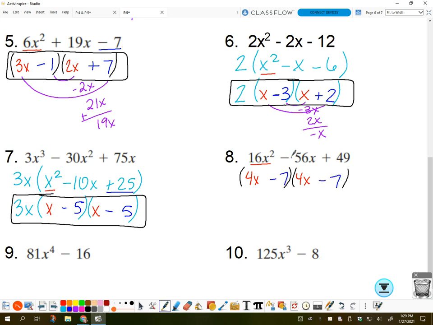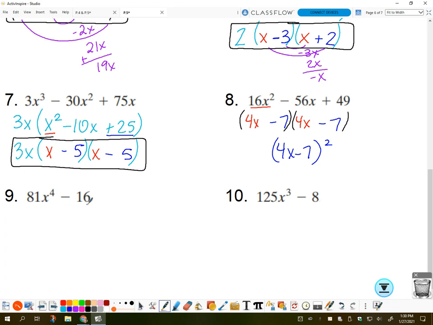Again, this guy is what tells me to make them both negative. This says make them match. This says make them both negative. All right, so this is negative 28 and this is negative 28. And negative 28 plus negative 28 is negative 56. So remember that when it's the exact same thing, you can write it as parentheses squared. All right, 2 more.